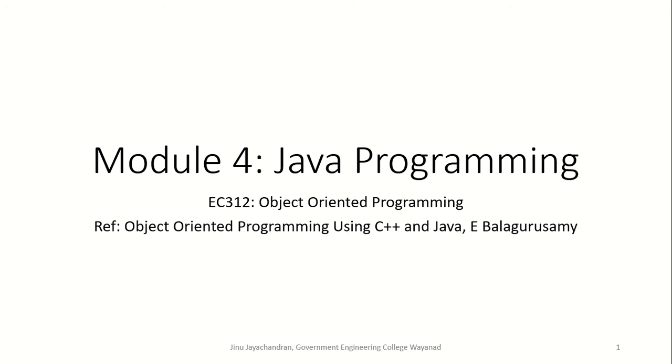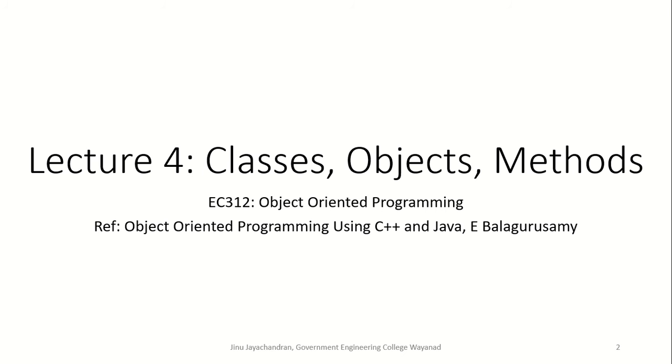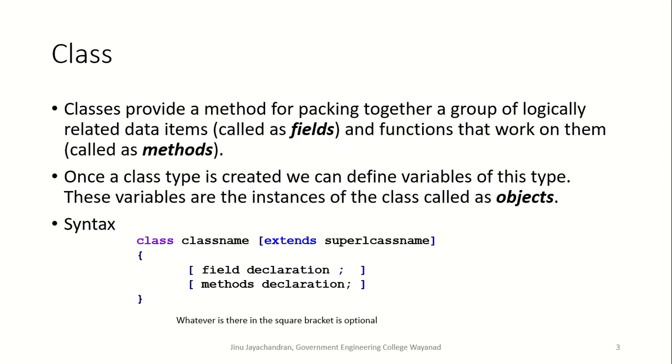So welcome to the continuation of module 4, Java programming, for the course AC312. We are having our fourth lecture. We'll be talking about classes, objects and methods in this lecture.